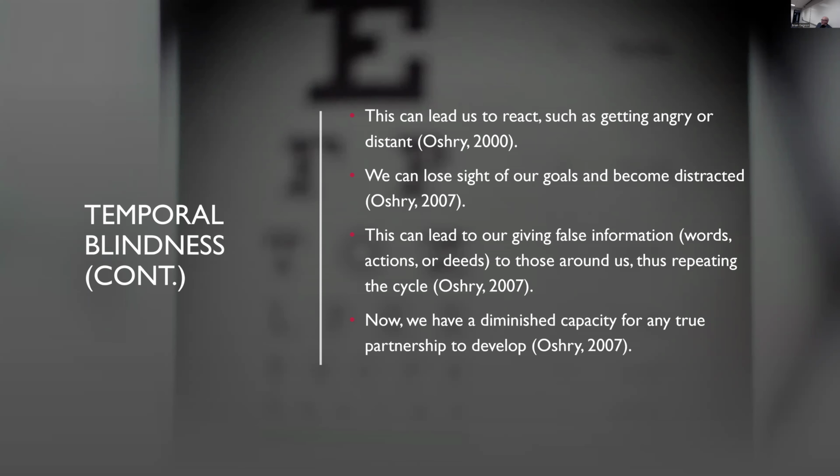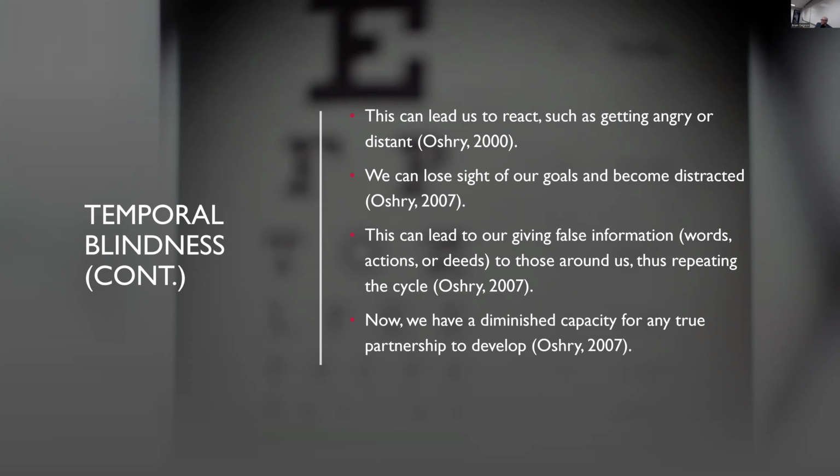This can lead us to react, get angry, become distant, hurt, depressed, anxious. We can lose sight of our goals and become distracted. It can even lead to us giving false information, words, actions, or deeds to those around us, which just perpetuates the cycle. Now, what do we have? We got a diminished capacity for any true partnerships to develop in that system. And true partnerships, that's the interconnectedness that we keep talking about.